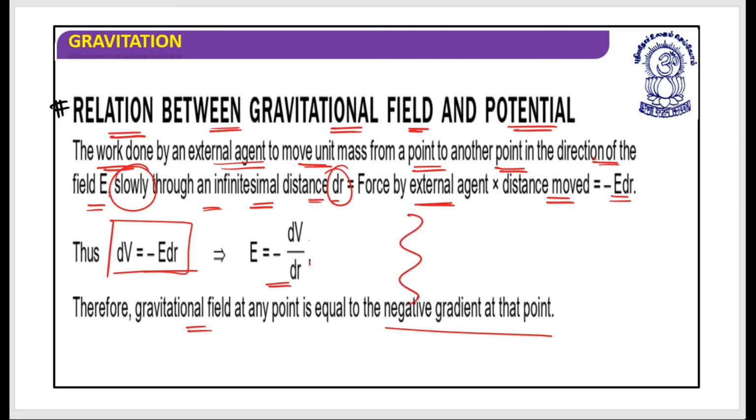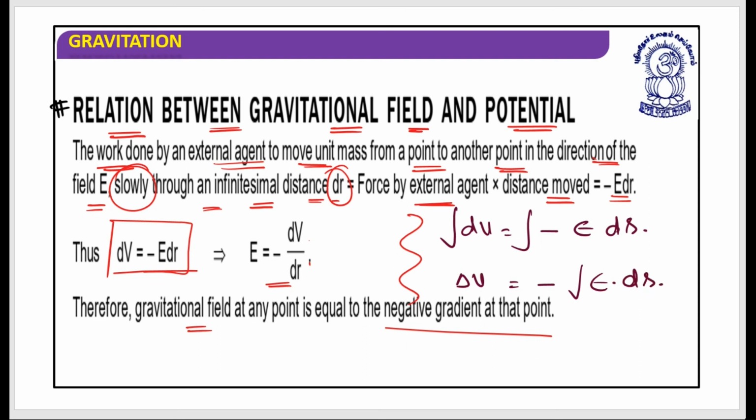From this relation, E equals minus dV by dr, I have dV equals minus E dr. If I integrate both sides, on this side I have the potential difference delta V, which equals minus the integral of E dot dr. I hope this is clear.